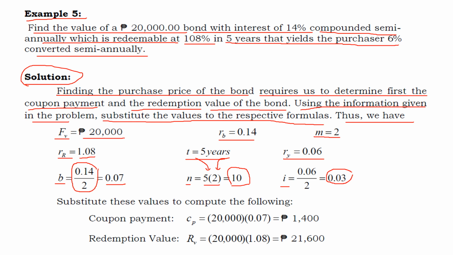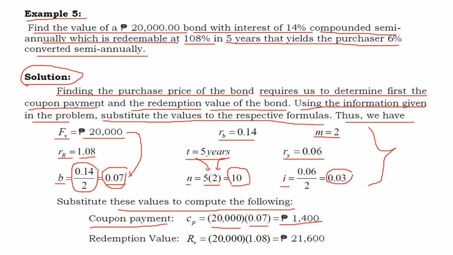Now, with these given values and the resulting values that we get in conversion, we substitute these values to compute the following. The coupon payment. How can we compute for the coupon payment? We multiply your 20,000 pesos by 0.07. So we apply this value to this one, and we multiply. The resulting value now is 1,400 pesos for the coupon payment.